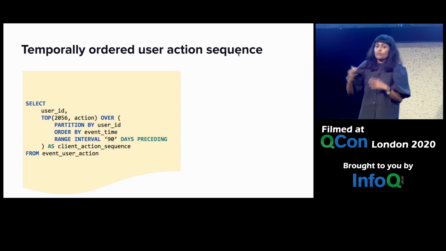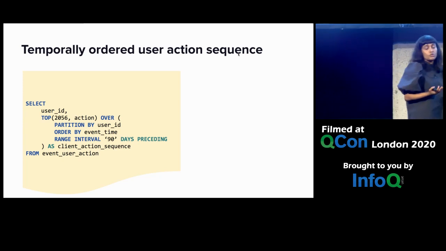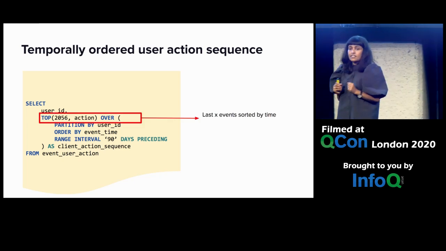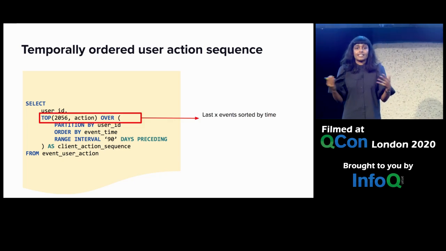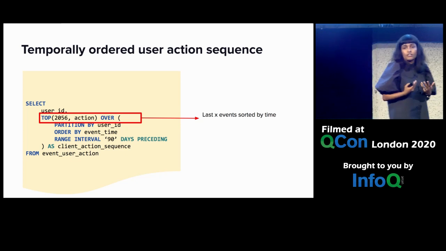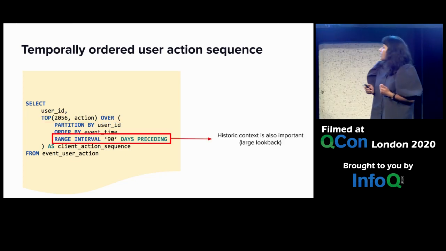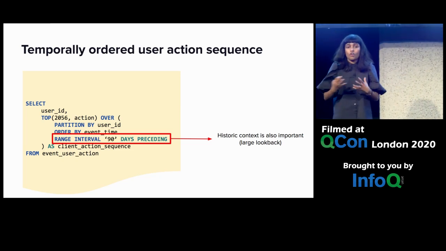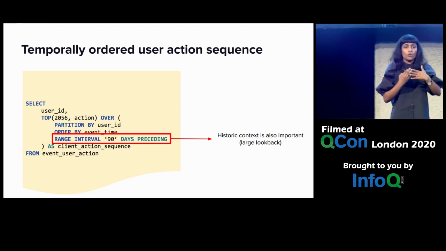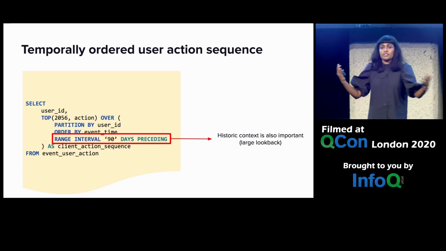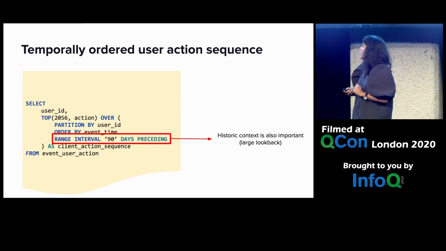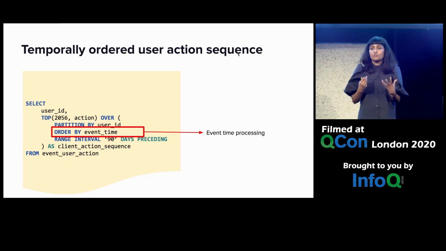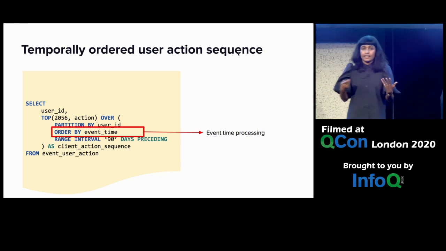And this is the input that they wanted to give to the convolutional neural network. They wanted to get the last X events, or the last X actions a person took on the platform. Historic context was also important because a one-off action doesn't tell you as much. They wanted to look at what the person has been doing in the past. And they needed event time processing. So all these actions needed to be taken in the context of when they actually happened.